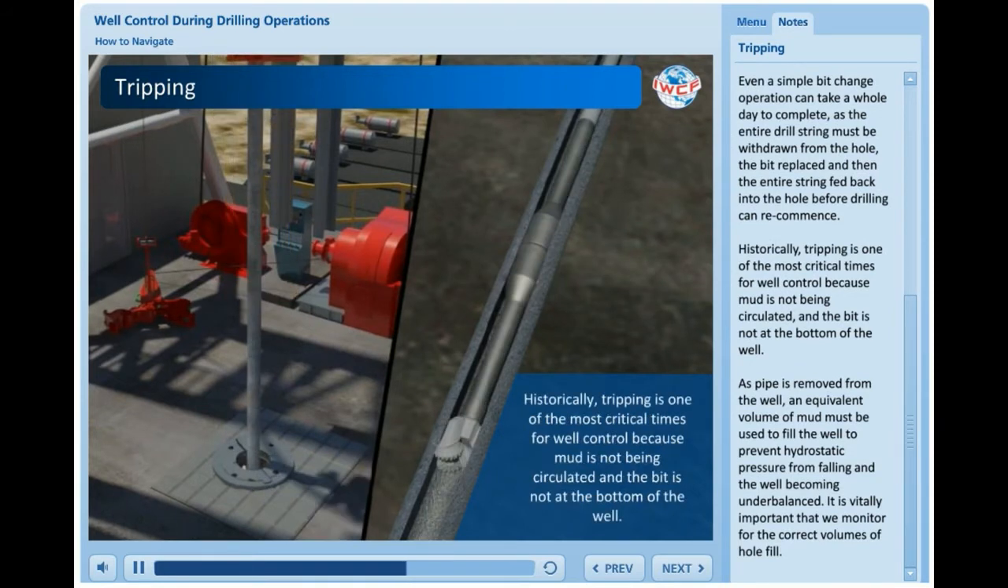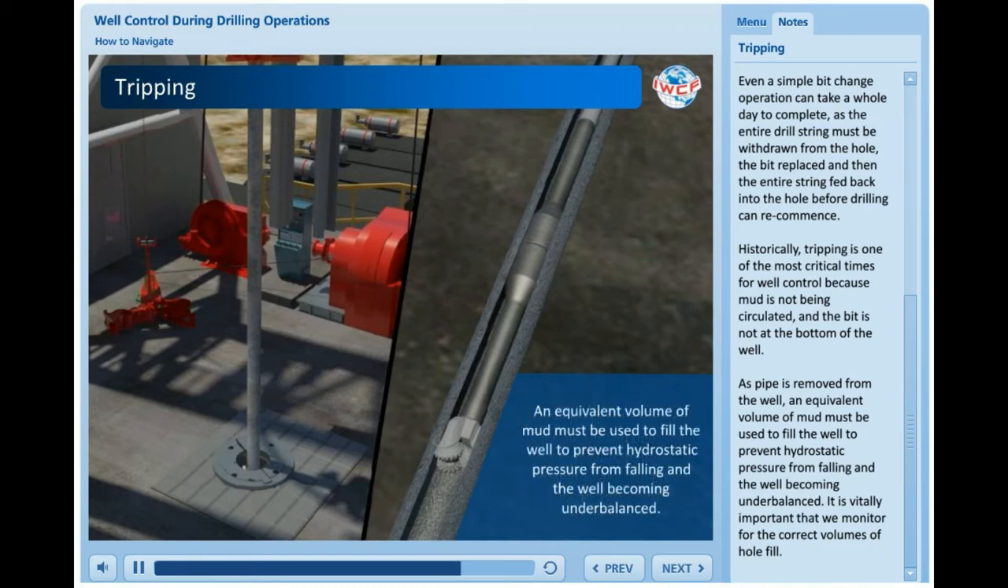Historically, tripping is one of the most critical times for well control because mud is not being circulated and the bit is not at the bottom of the well. As the pipe is removed from the well, an equivalent volume of mud must be used to fill the well to prevent hydrostatic pressure from falling and the well becoming underbalanced. It is vitally important that we monitor for the correct volumes of hole fill.